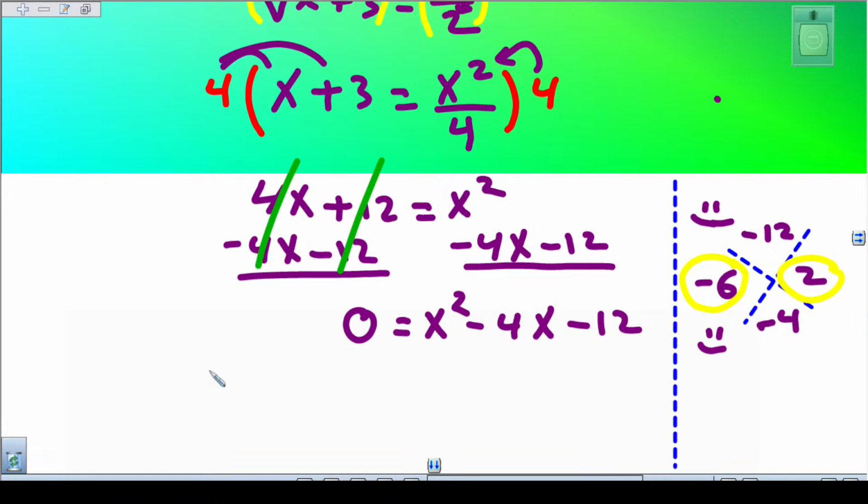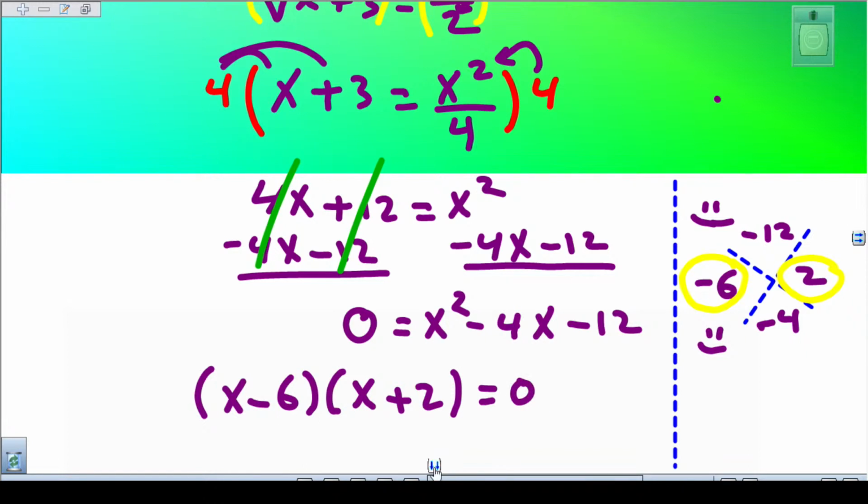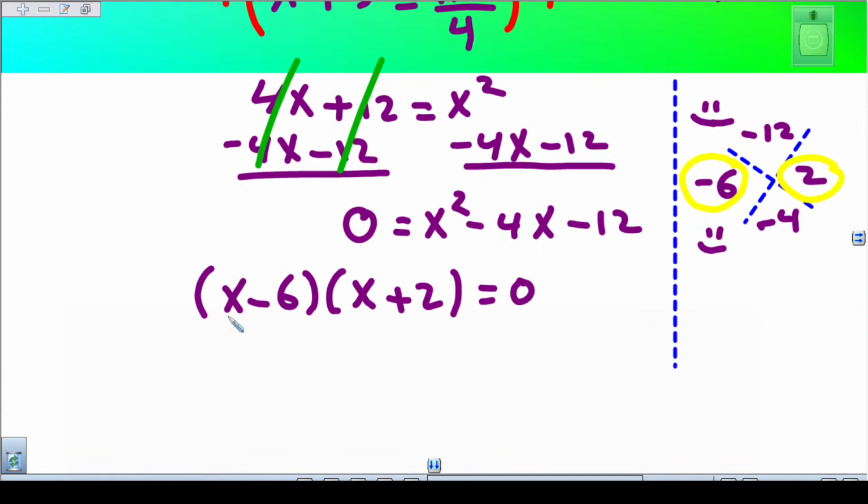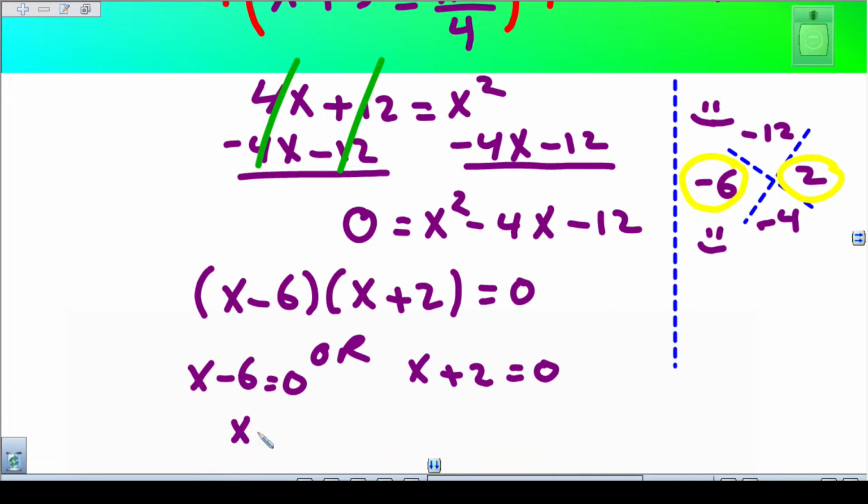So basically I have x minus 6 and then x plus 2 equals 0. That's what I've got here. Remember the zero product property? Either one of these would be 0. So I'm going to say this is x minus 6 equals 0, or x plus 2 equals 0. X is going to be 6. X is going to be -2. Am I ready? Well, no.